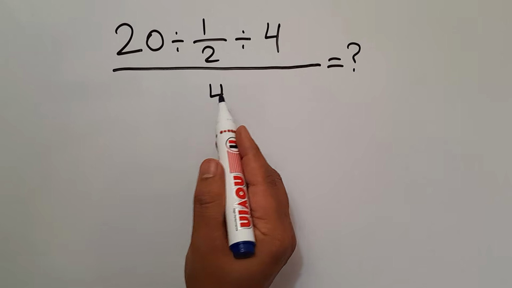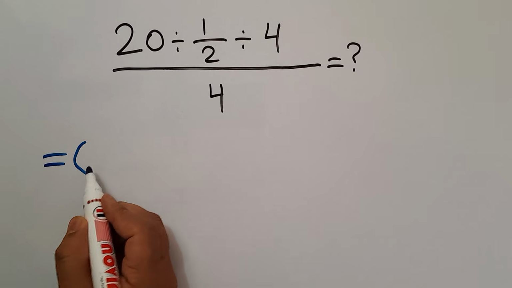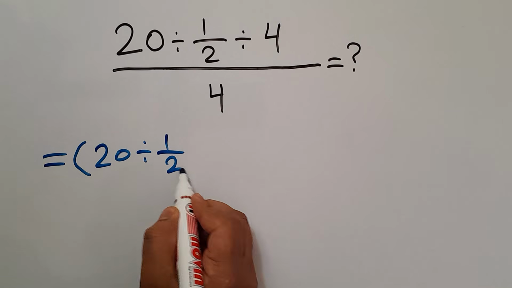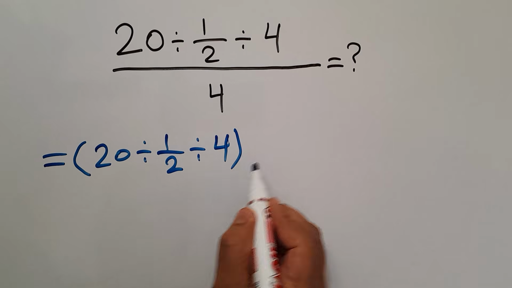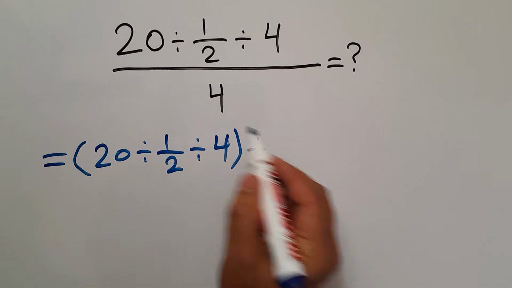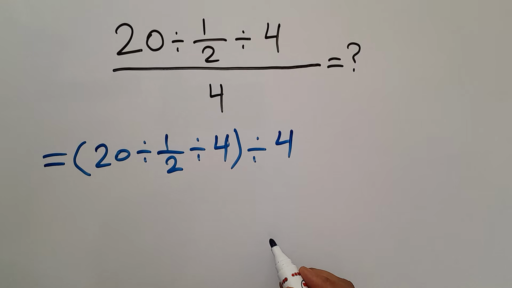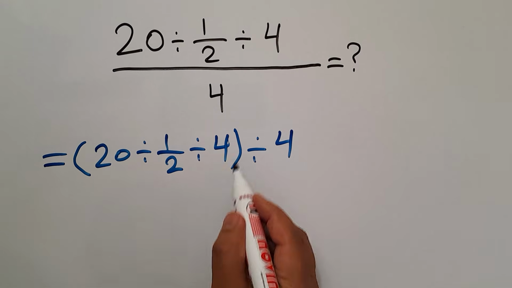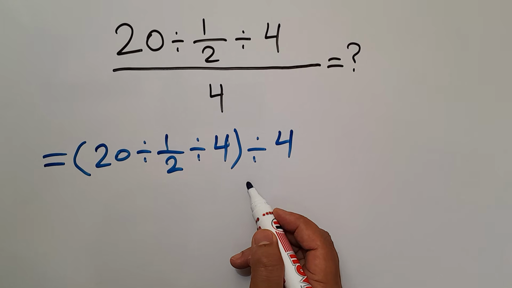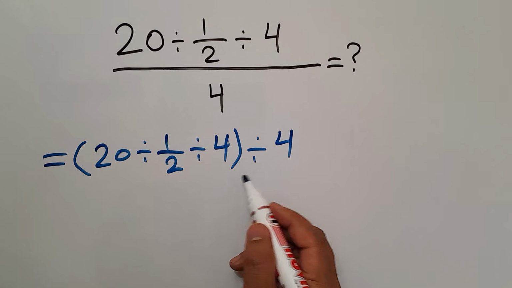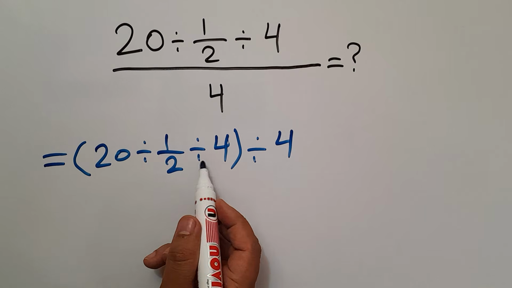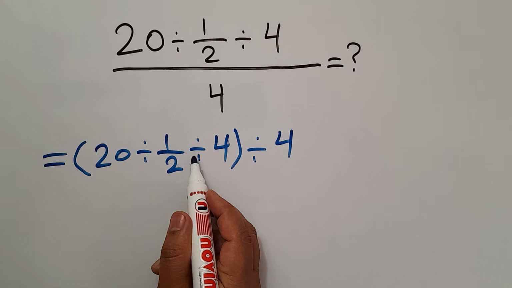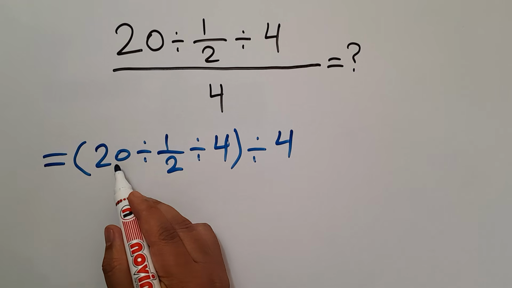Instead of this fraction we can write parentheses, the numerator 20 divided by 1/2 divided by 4, divided by the denominator 4. Okay, the numerator divided by the denominator. And now we have this parentheses and this division. As we know, parentheses has higher priority than other operations. And inside this parentheses we have two divisions. When we have more than one division in one expression, we have to work from left to right.